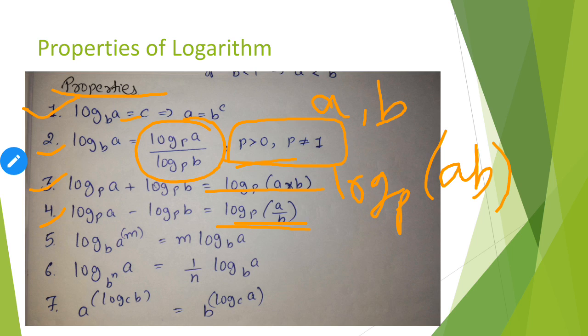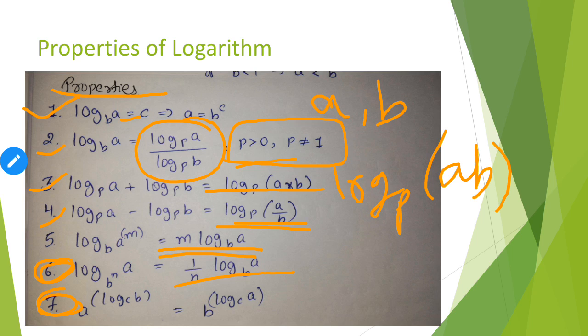Now if it is log A to the base B whole raised to m, means A raised to m, the power will come ahead. Next, these two are important. Say log A to the base B raised to n. If the base has a power n, we can take that ahead, but it will be 1 upon n, and then the rest will be log A to the base B.